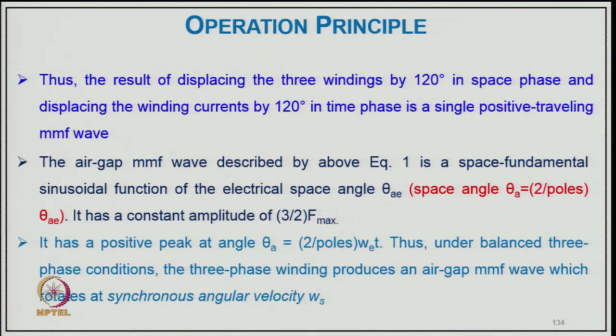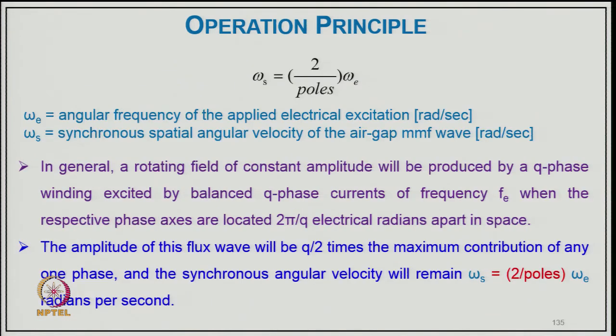Thus, under balanced 3 phase conditions, the 3 phase winding produces an air gap MMF wave which rotates at synchronous angular velocity ω_s, and that is ω_s equal to 2 by poles into ω_e. Here ω_e is the angular frequency of applied electrical excitation in radians per second, and ω_s is the synchronous angular velocity of the air gap MMF wave.